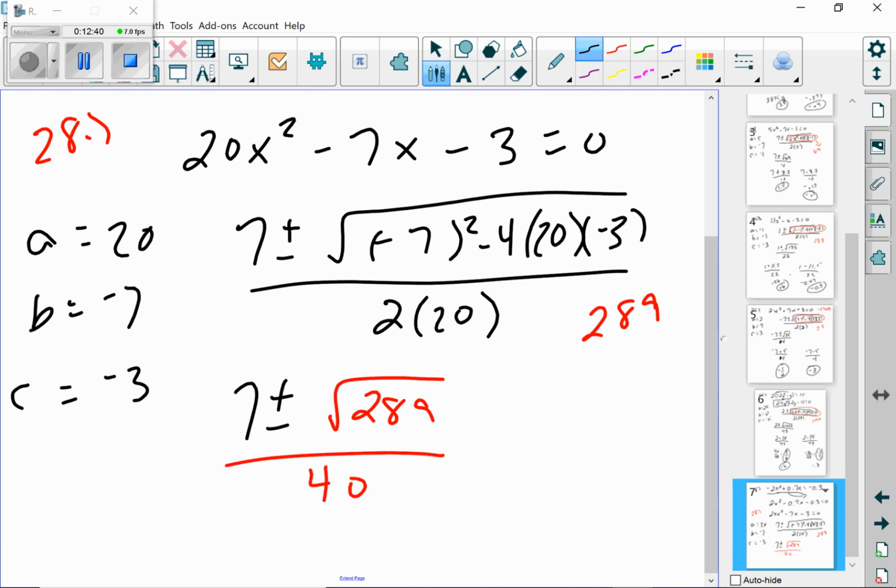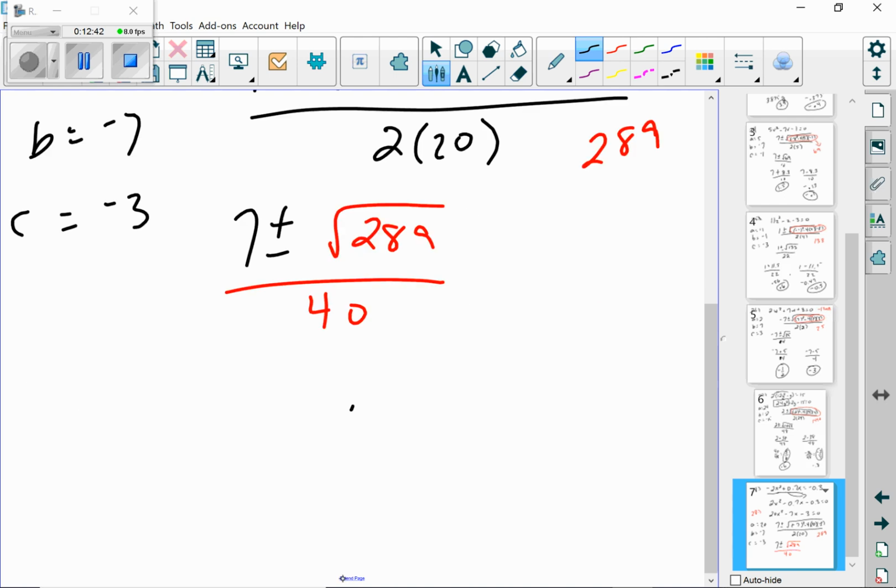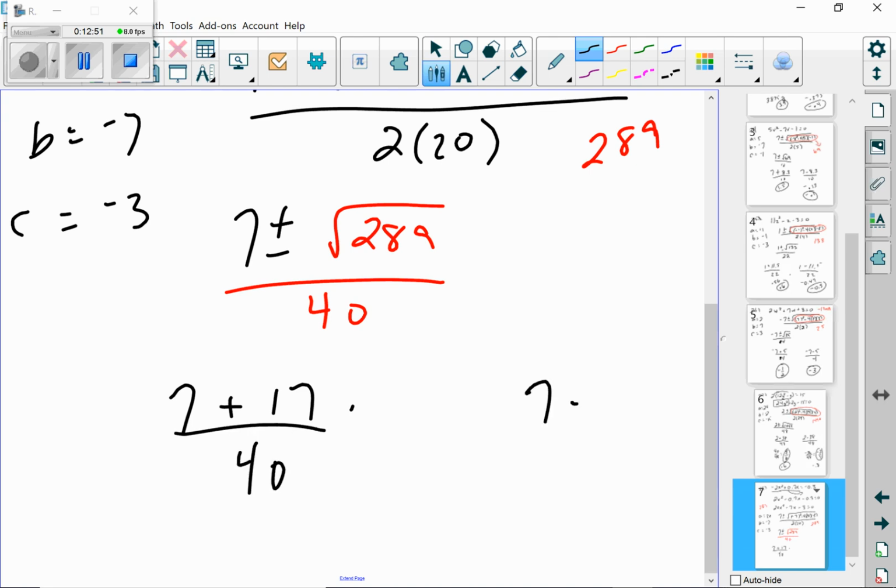So I got 7. You know, we know that's a perfect square. So 7 plus 17 over 40, and 7 minus 17 over 40.